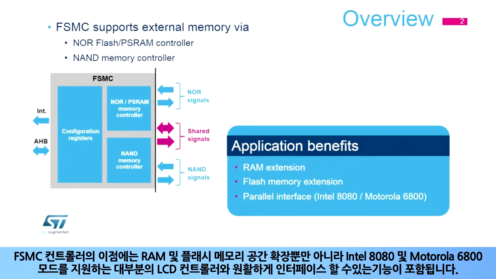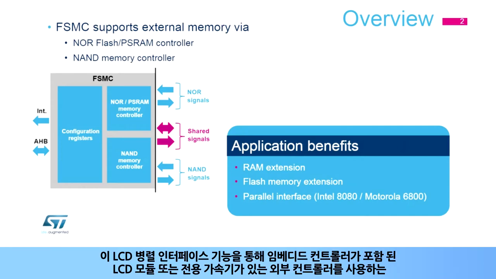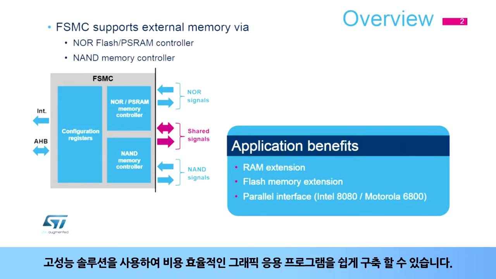The benefits of the FSMC controller include not only RAM and flash memory space extension, but also the ability to interface seamlessly with most LCD controllers which support Intel 8080 and Motorola 6800 modes. This LCD parallel interface capability makes it easy to build cost-effective graphic applications using LCD modules containing embedded controllers or high-performance solutions using external controllers with dedicated acceleration.